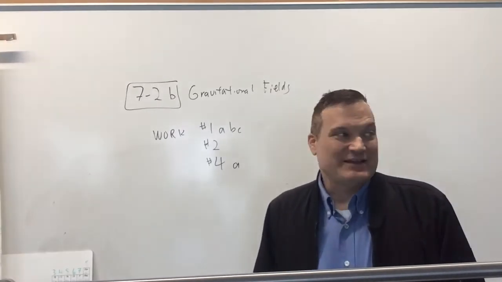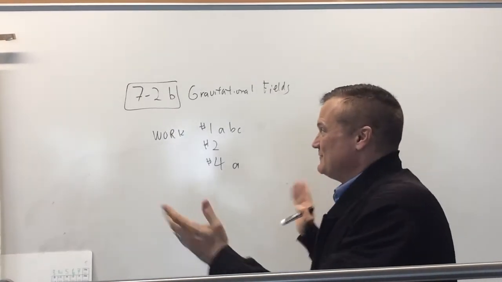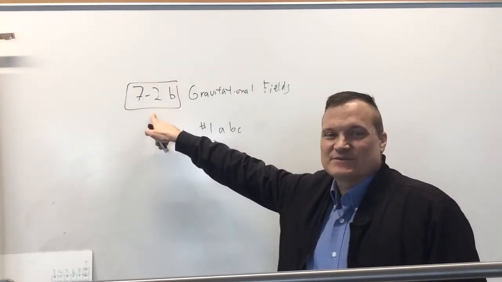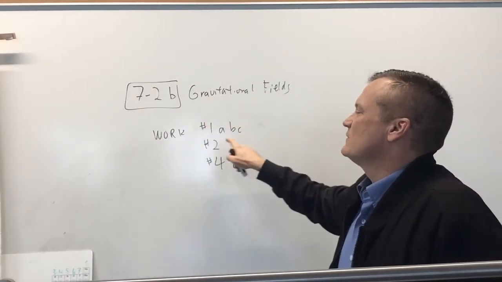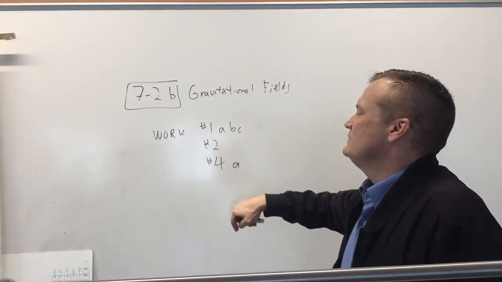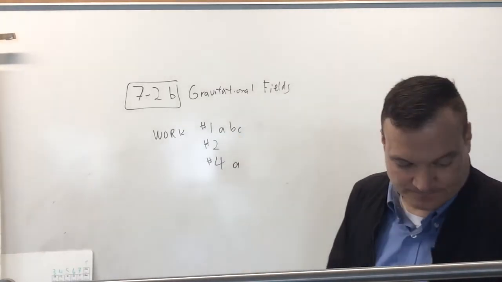All right, as you can see now, I'm in the classroom with a very big whiteboard. This is for section 7.2b, Gravitational Fields, work number 1 A, B, C, number 2, and number 4A.